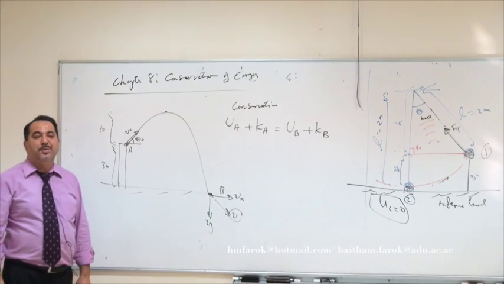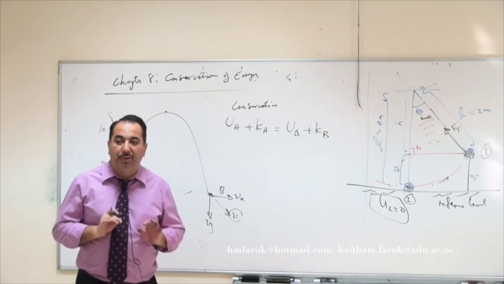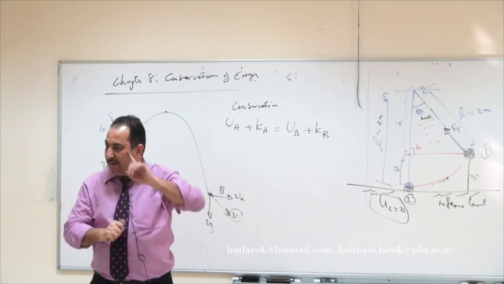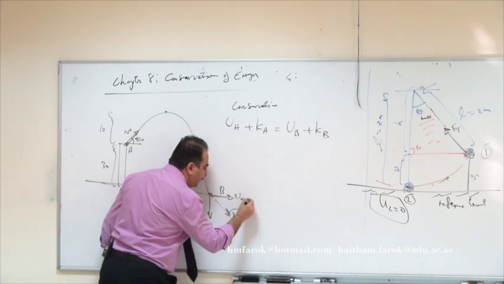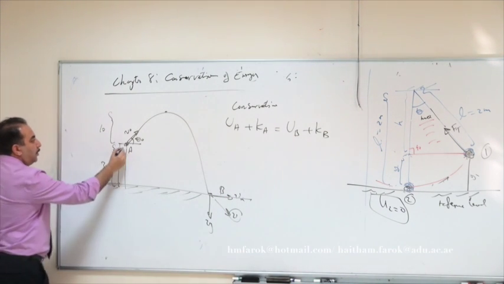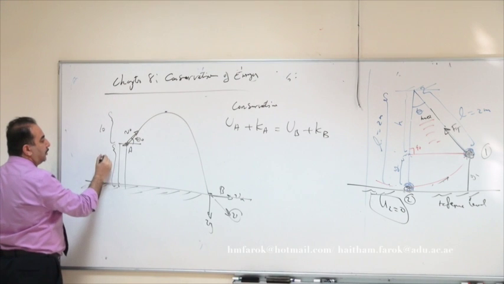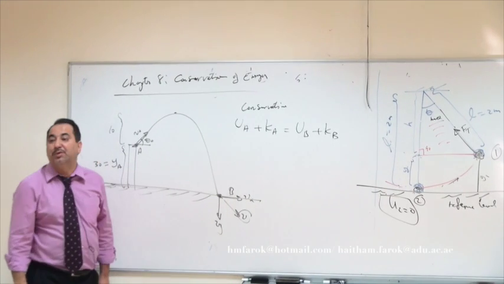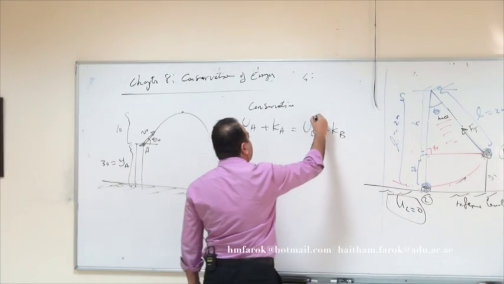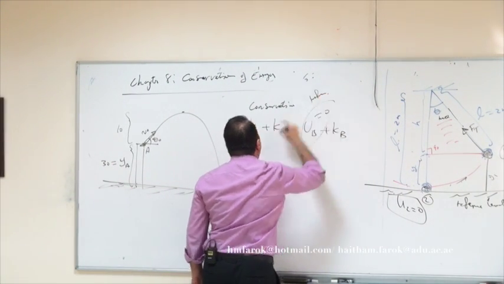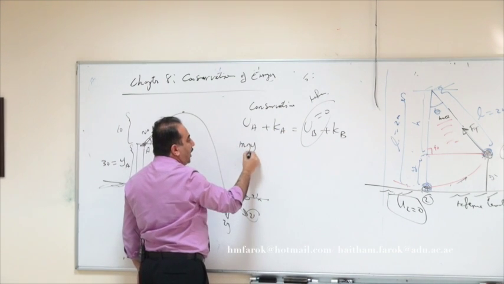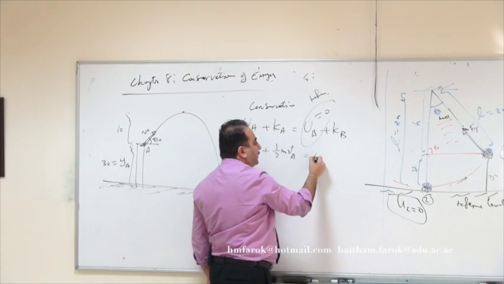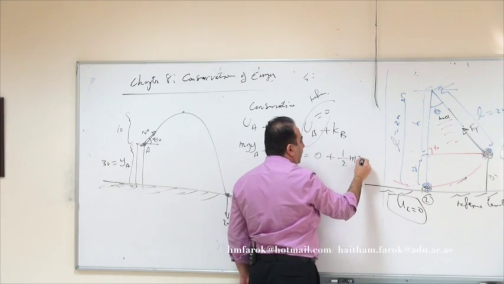Give me a reference now. Where do you put the reference? Okay, take it as a rule. Always take the lowest. Then every y will be positive, not negative. So if this is the reference, what is YA now? 30. What is YB? 0. So YB is 0, reference. Potential at A is mgYA. Kinetic at A is half m v squared at A. This is 0 and this is half m v squared at B.